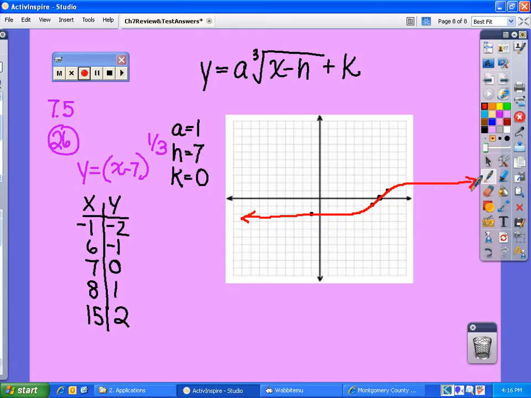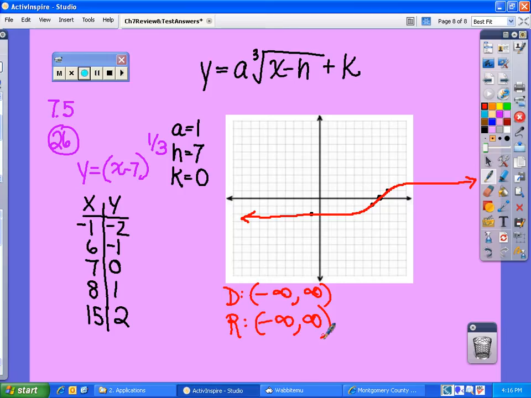Now, if we want to discuss domain and range of a cube root function, they are always -infinity to +infinity, or all real numbers. From left to right, -infinity to +infinity, and range from lowest to highest. Notice this is going down forever and ever and up forever and ever, even though it's doing it slowly.